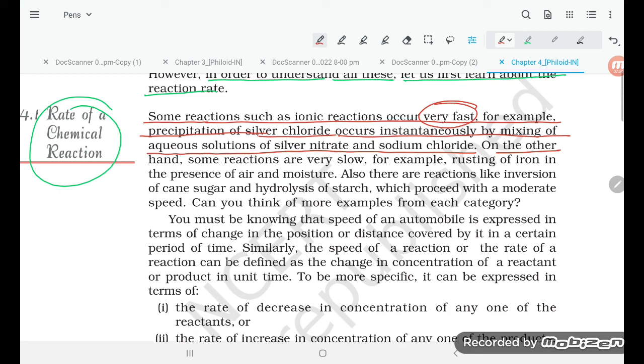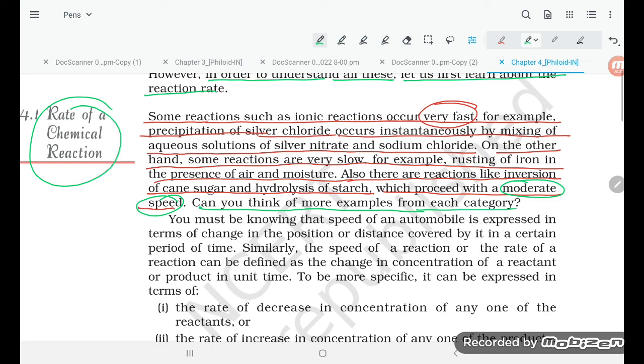On the other hand, some reactions are very slow. For example, rusting of iron in the presence of oxygen and moisture. Also, there are reactions like the inversion of cane sugar and hydrolysis of starch, which proceed with moderate speed. Can you think of more examples from each category?